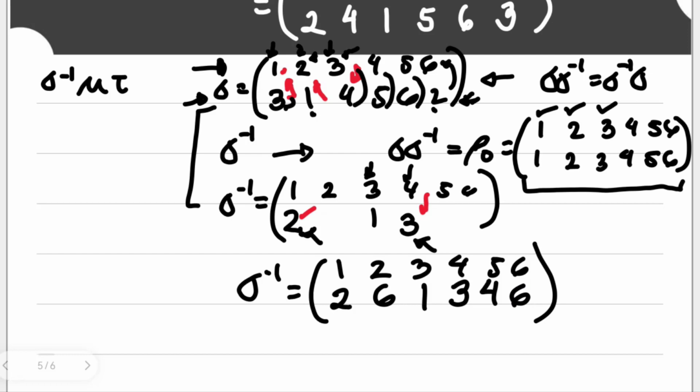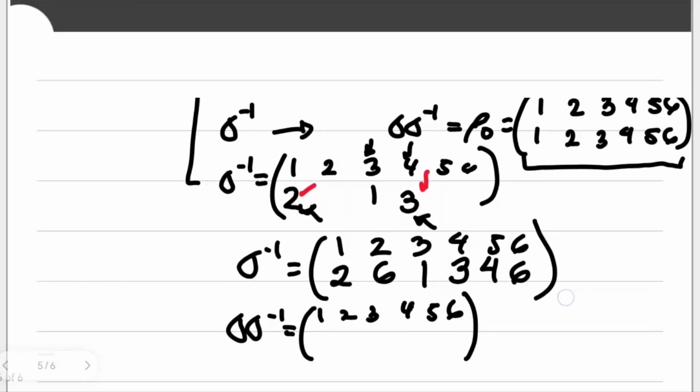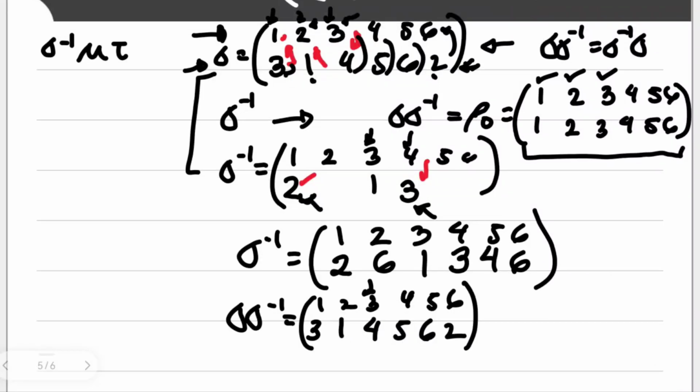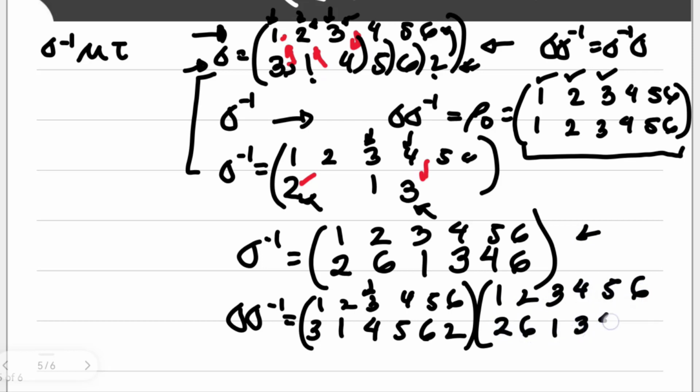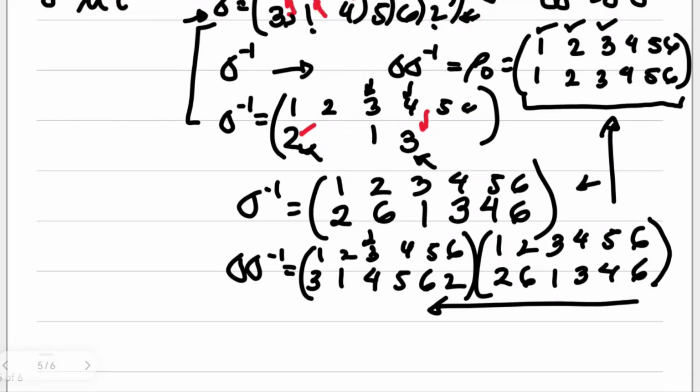If you're not yet convinced, of course, you could always multiply sigma and sigma's inverse. You have 1, 2, 3, 4, 5, 6. Your sigma again is this one here, 3, 1, 4, 5, 6, 2. And your inverse is this one here. So 1, 2, 3, 4, 5, and 6, then 2, 6, 1, 3, 4, and 6. Let's see if we multiply this, of course, from right to left. We will return to our identity, the rho sub 0, because that should be the idea of the product of a permutation to its inverse.